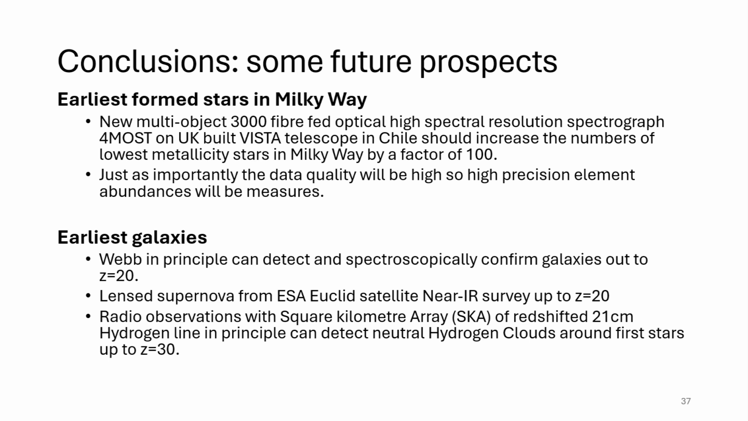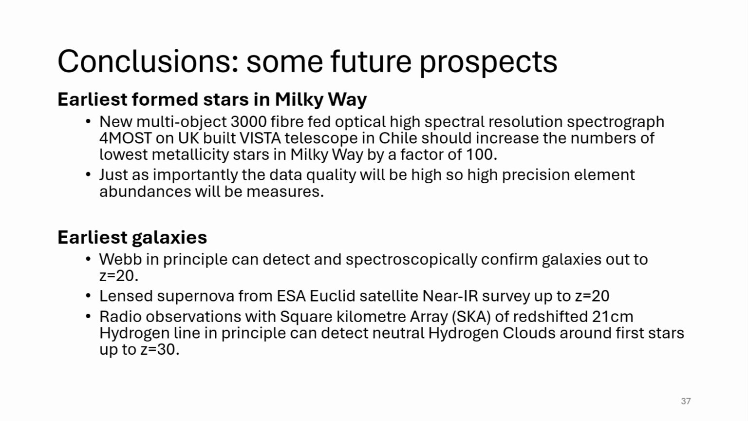In terms of earliest galaxies, the ones that we can see, I think Webb in principle can get us out to redshift of 20. It'll be hard and challenging because you need high quality data, since 99.999% of galaxies are in the foreground. And so you need very high quality data so that you don't get interlopers that are misclassified.